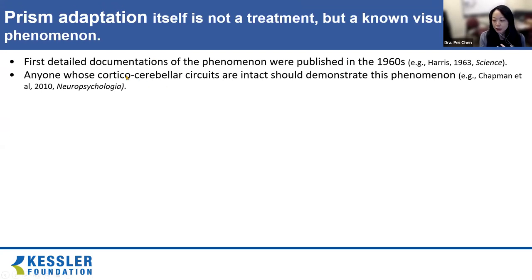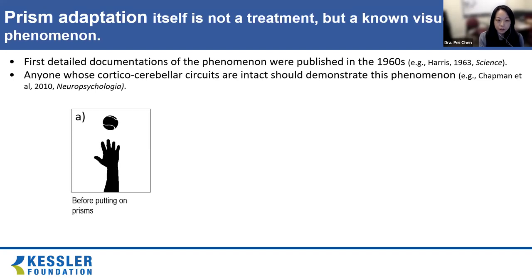I've been teaching prism adaptation treatment to clinicians for more than a decade. I still show this phenomenon. So what it is: before putting on the prism glasses, for example, you can easily reach to any target in your visual field. Your vision guides your motor movement, your arm movement. You can reach to the target, no problem.